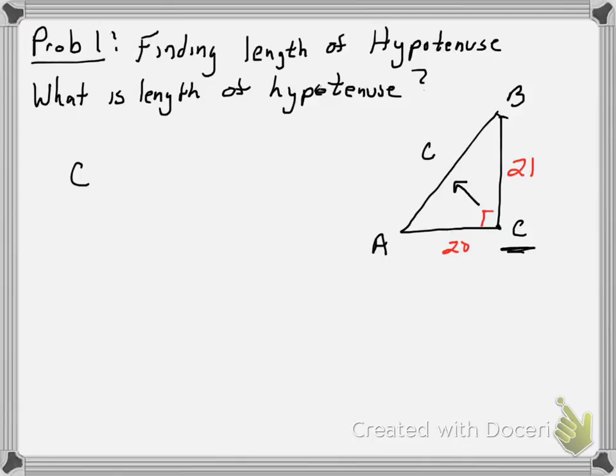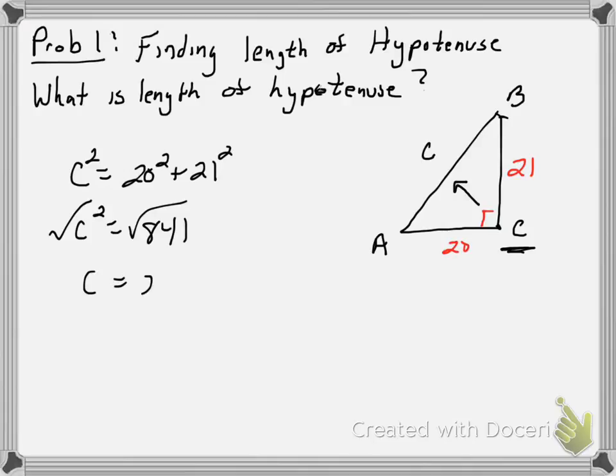So I'm going to go C squared equals 20 squared plus 21 squared. Punch in your calculator, you end up with 841. Take the square root of both sides. I end up with C equal to 29. And as always, it's really plus or minus 29, but we're talking about the side of a triangle, so it's just going to be positive 29.